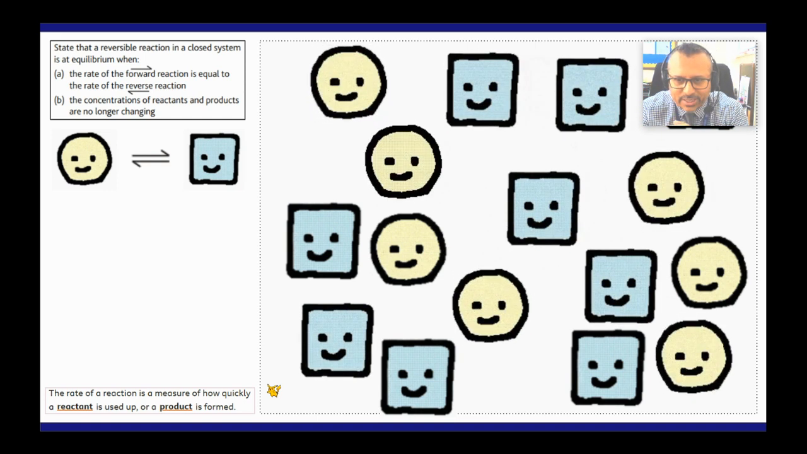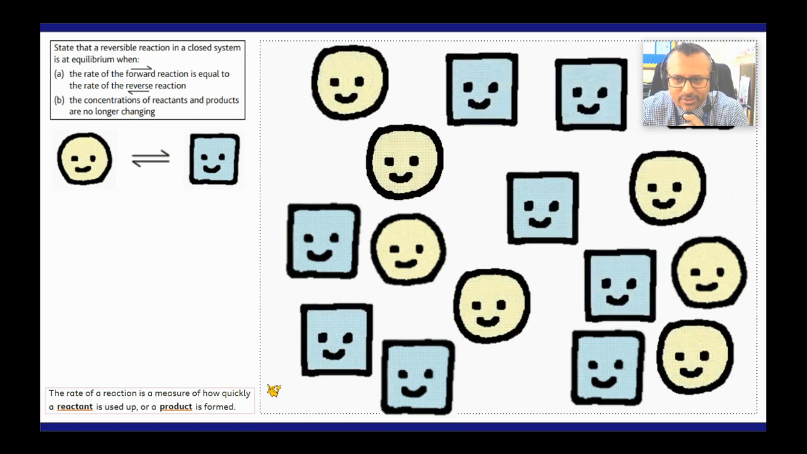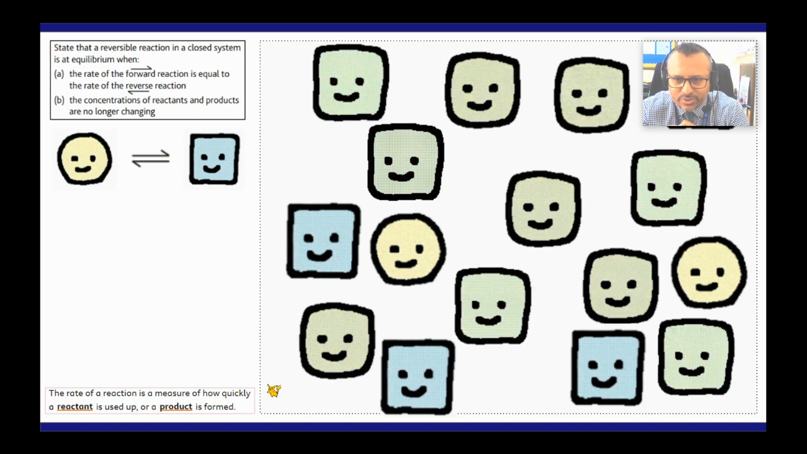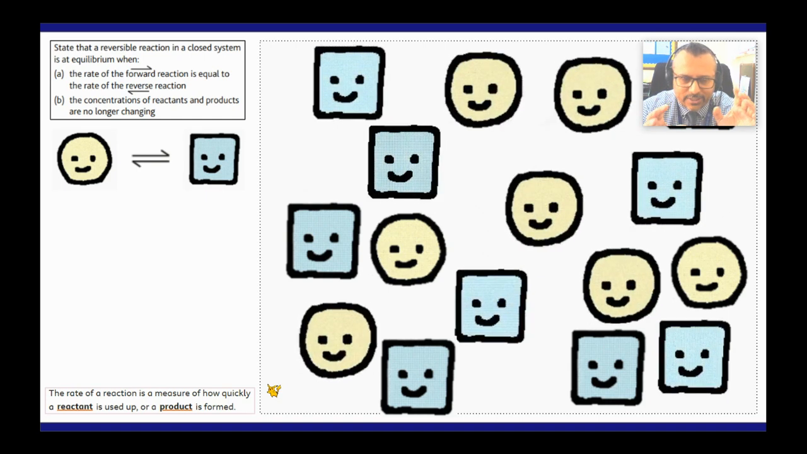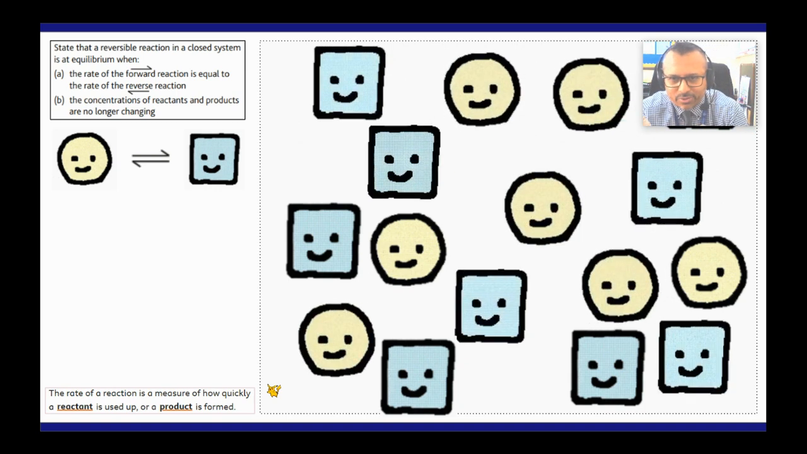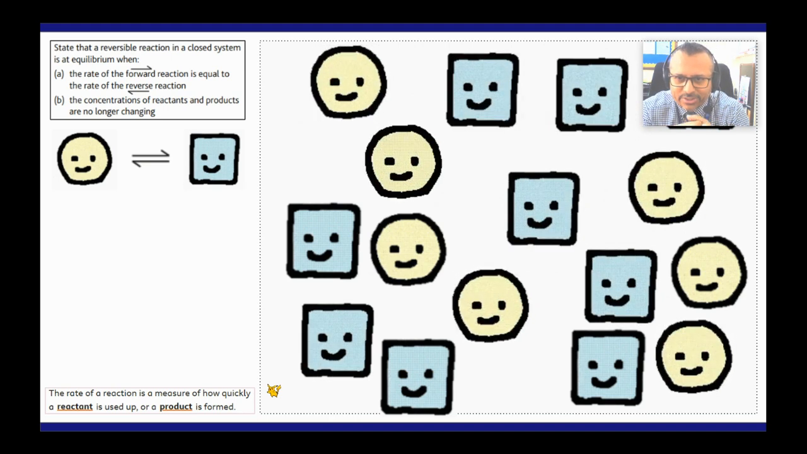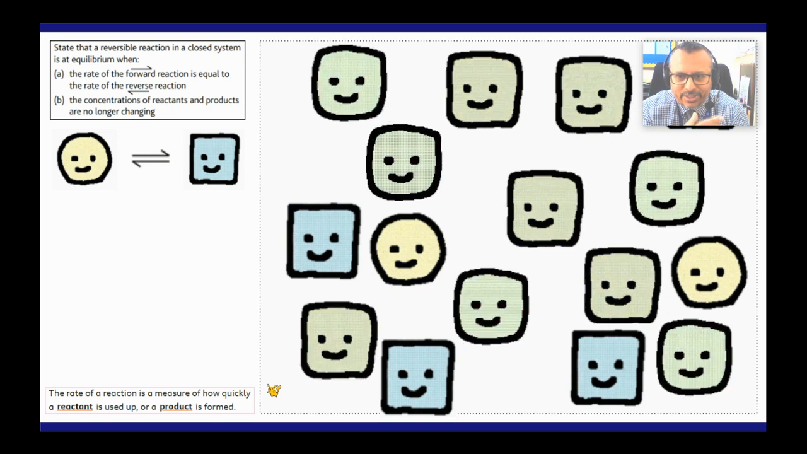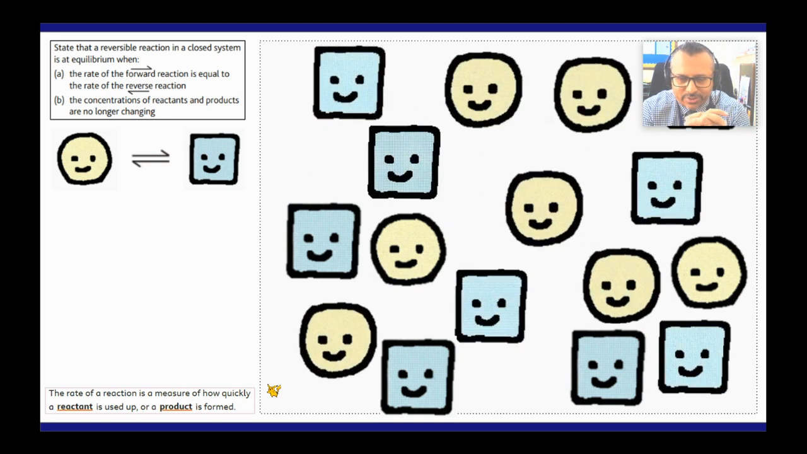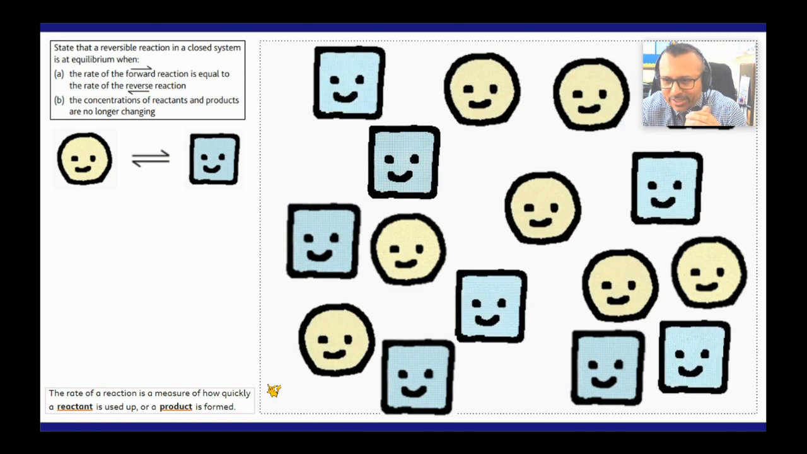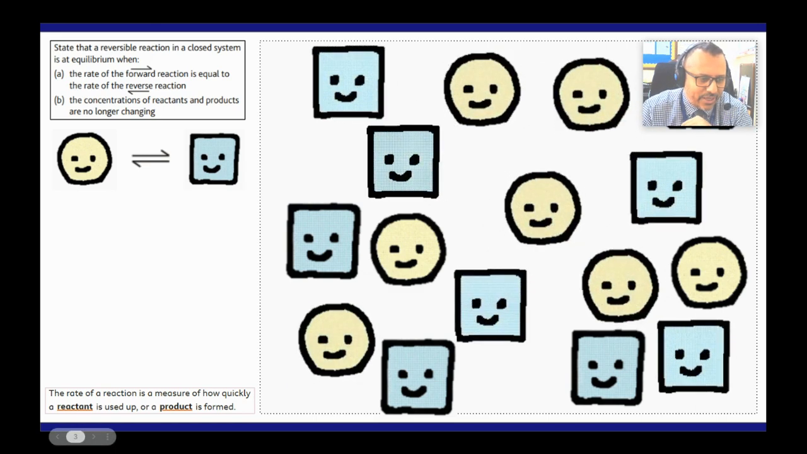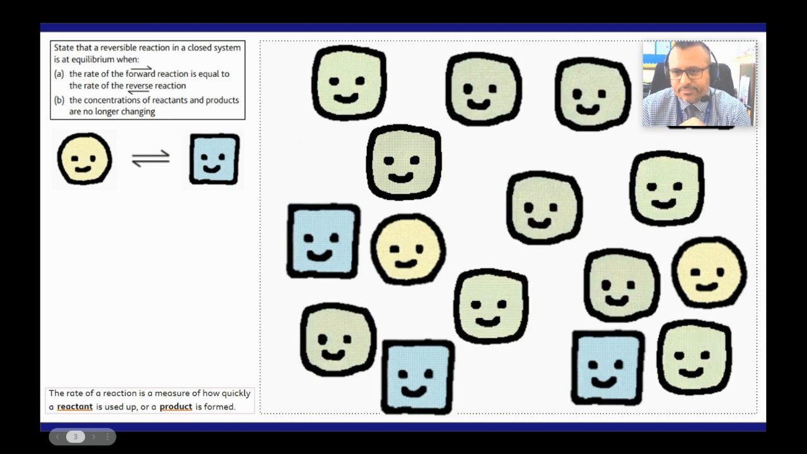So this is just representing chemicals, irrespective of what the particular reaction will be. Just understand that on the left hand side you've got yellows going to blues, and on the right hand side you've got blues going to yellows. If you watch very carefully, you'll see that 5 yellows go to blue and 5 blues go to yellow. So there's no overall change. You're not starting to build up yellows throughout, or suddenly finding that everything turns into a blue square.